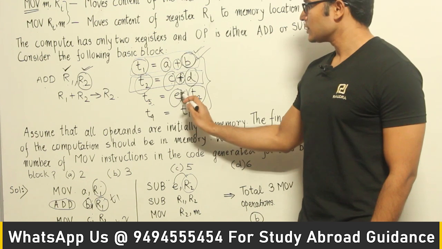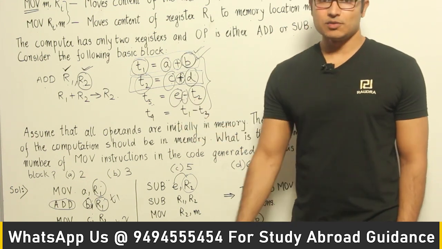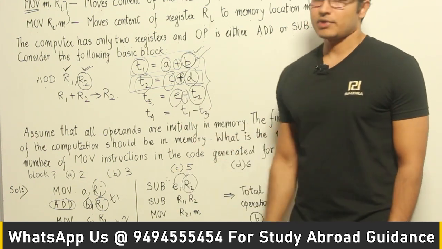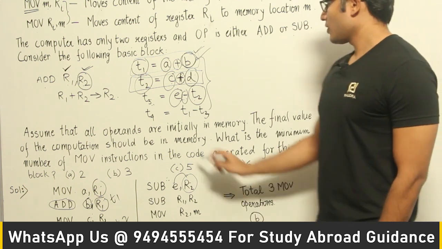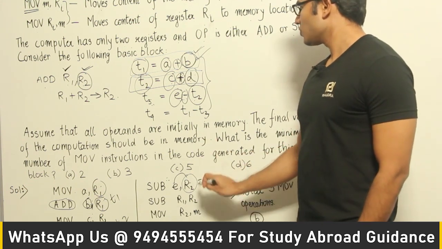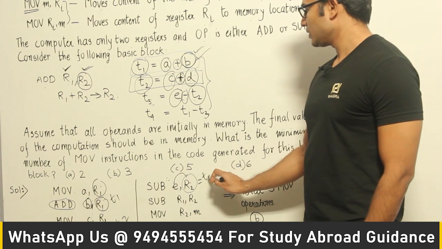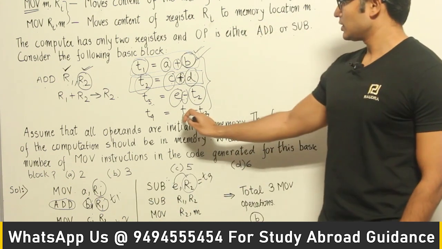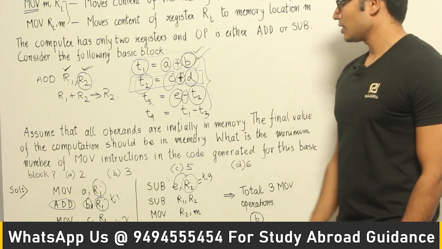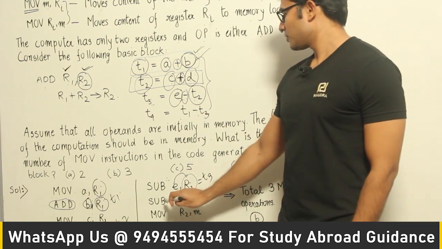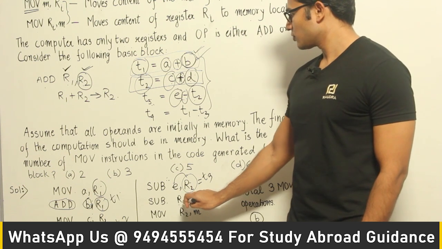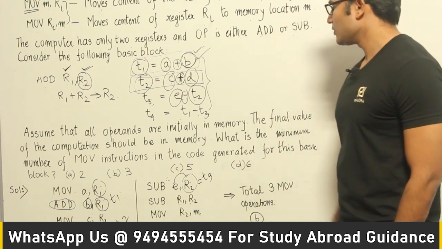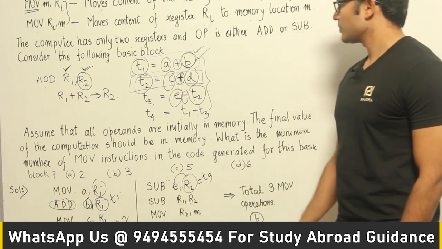Now again if you see this, for loading E I am not using move, I am just using subtraction. Okay, and now what does R2 contain? R2 is finally containing T3, and R1 is containing T1, right? Now if you observe it, T3 minus T1 is what is required. Therefore I can directly write subtract R1 R2. So R1 is nothing but T1 and R2 is nothing but T3.